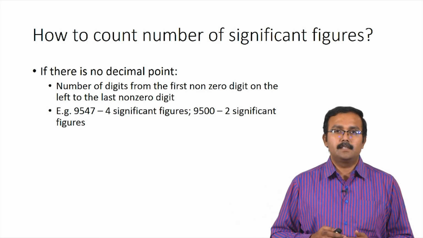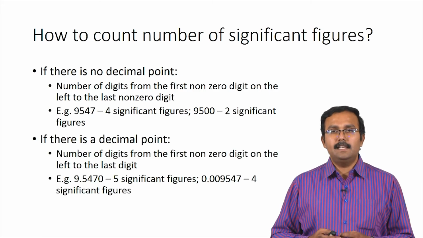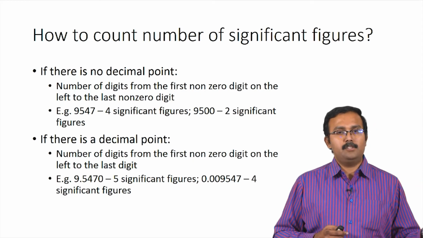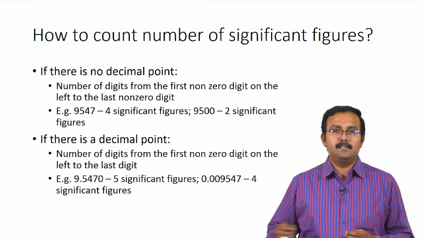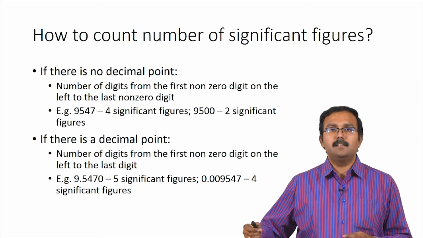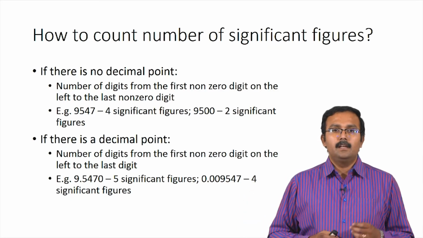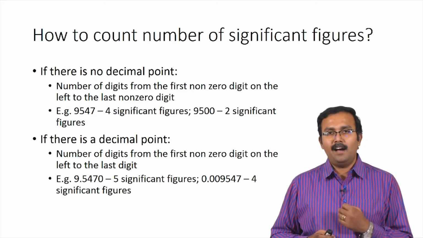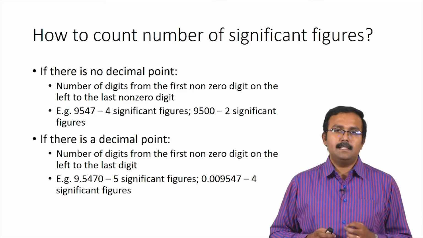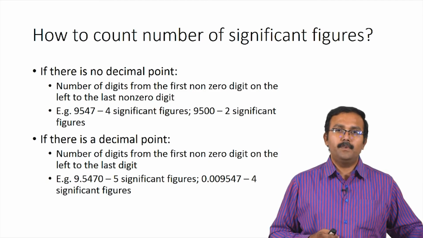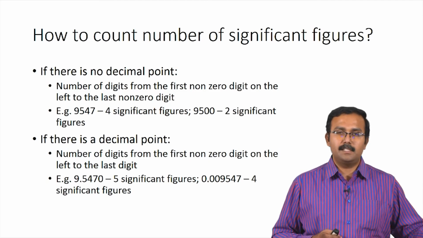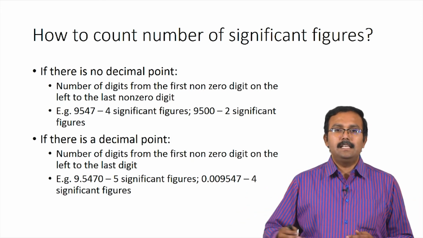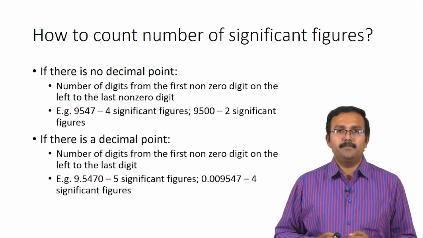as the significant digits. If there is a decimal point, then you count the number of digits from the first non-zero digit on the left to the last digit. It does not matter if your last digit is 0 or non-zero. Example given here is 9.5470. This would have 5 significant figures. Because there is a decimal point, I will start from the first non-zero digit on the left, which is 9, and go all the way to the last digit, which is 0.